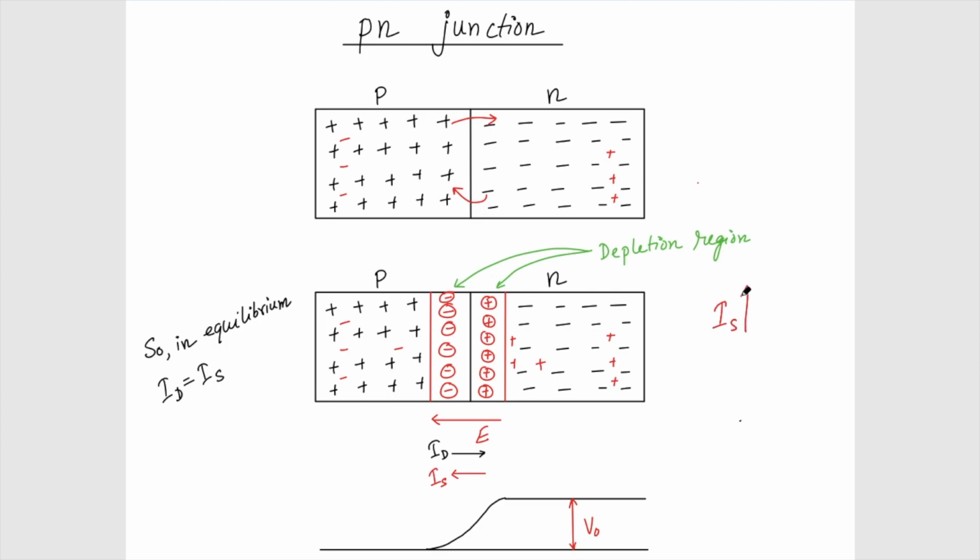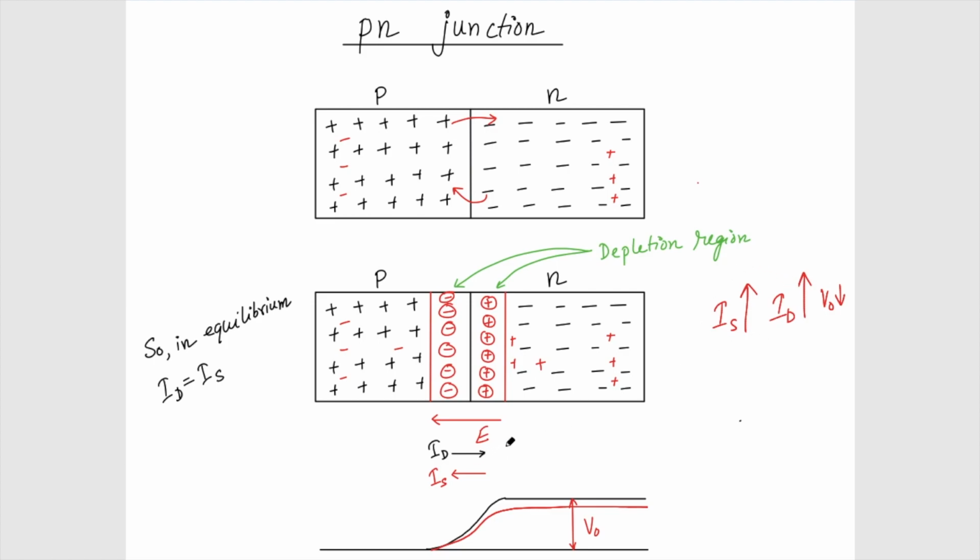But now this equilibrium is disturbed. So to balance this equilibrium again, the Id will also increase, and this will happen by a reduction in the V0. So the V0 will become smaller and the Id will increase, and it will perfectly balance this Is.